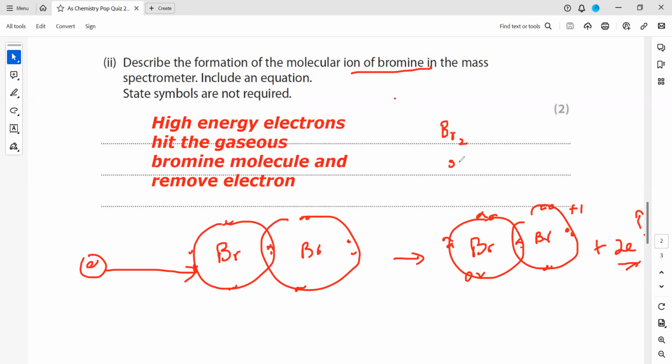So we have bromine in a gaseous state, and we have an electron. When we hit this bromine with an electron, it will form a bromine molecular ion, which is also in a gaseous state, and two electrons will be there. One is the electron which we use, and another is the electron which is released. So that's why there are two electrons.